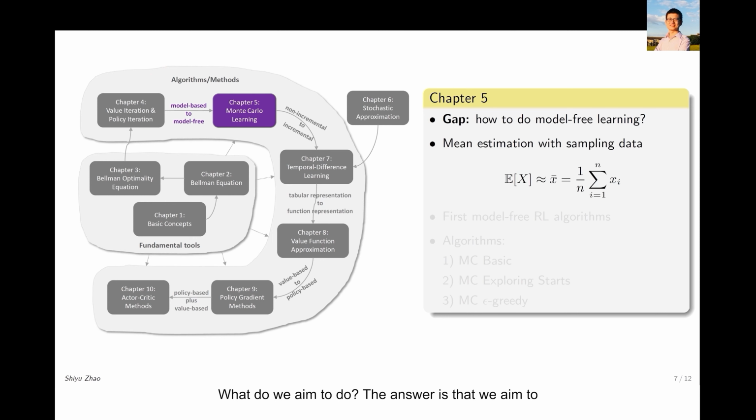What do we aim to do? The answer is that we aim to estimate the expectation of some random variables. Why is this important? It's because, as we've previously mentioned, concepts such as state value and action value are all expectations of random variables. On the other hand, what do we have? We have random sampling data. For example, suppose there is a random variable x, and its samples, let's say xi. Having many such samples allows us to calculate an average value, denoted as x bar, which serves as a good approximation of E[x]. Therefore, without a model, you need data. Without data, you need a model.